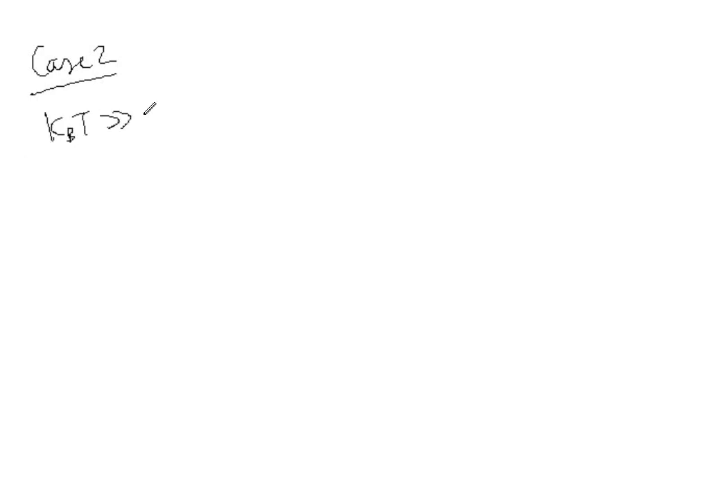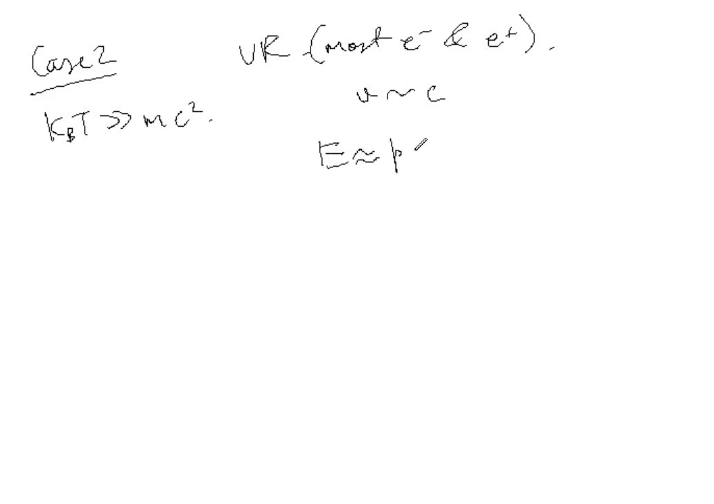Okay, so now let me consider the second case, which is when kBT is much greater than mc square, and therefore most electrons and positrons are ultra relativistic, having velocities proportional to c. And so what about the energies? The energy is approximately Pc, which is again much greater than mc square or mu. Now in this limit, what we will have is the following.